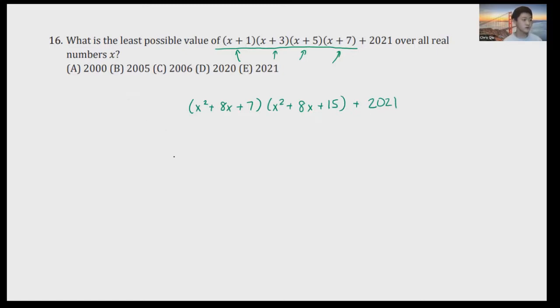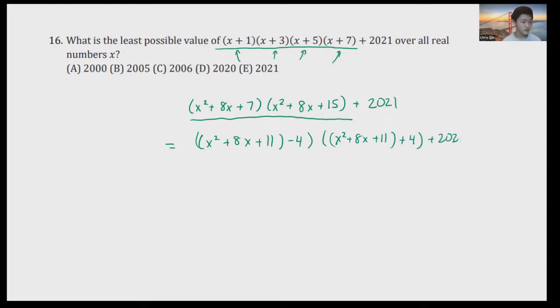And so we want to find the least possible value of this. When we see this expression, we can use difference of squares, because we can rewrite this as x squared plus 8x plus 11 minus 4 times x squared plus 8x plus 11 plus 4, and then plus 2021. Once we've written this in factored form, we can apply difference of squares. So we have x squared plus 8x plus 11, all squared, minus 16, and then plus 2021.